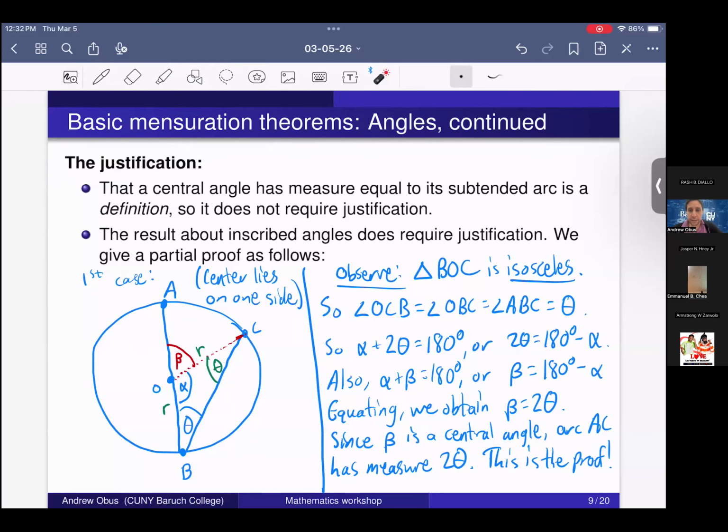Dr. Obus? Yes, Jasper. Yeah, so I have a concern where you have also alpha plus beta is equal to 180 degrees, or beta is equal to 180 degrees minus alpha, equating. So what exactly were you equating to obtain beta equals 2 theta? Well, we have these two equations. We have 2 theta equals 180 minus alpha, and we also have beta equals 180 minus alpha. So since they're both equal to the same thing, they have to be equal to each other. Oh, okay, all right. Right, since they're both equal to 180 minus alpha. Okay, other questions?